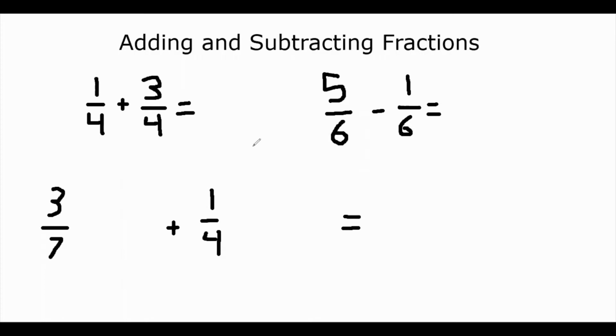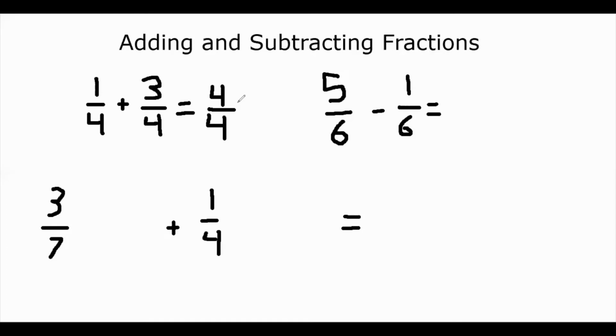The key to adding and subtracting fractions is that the bottom number, the denominator, has to be the same. And in this case, it's already set up that way. The denominator for both fractions is 4. So then all you have to do is just add straight across. So we're going to do 1 plus 3 gives me 4. My denominator is also 4. So your answer is 4 over 4.